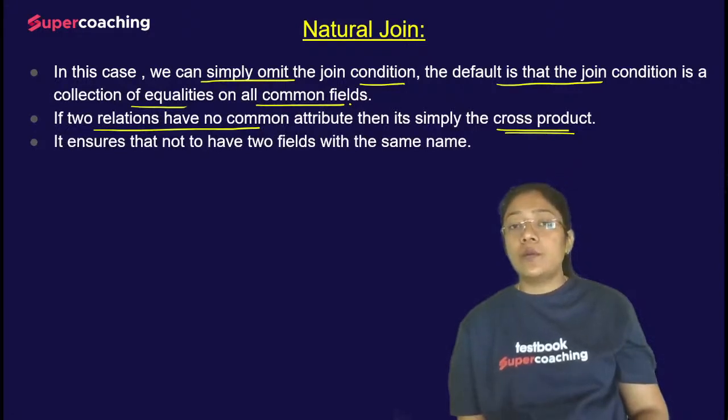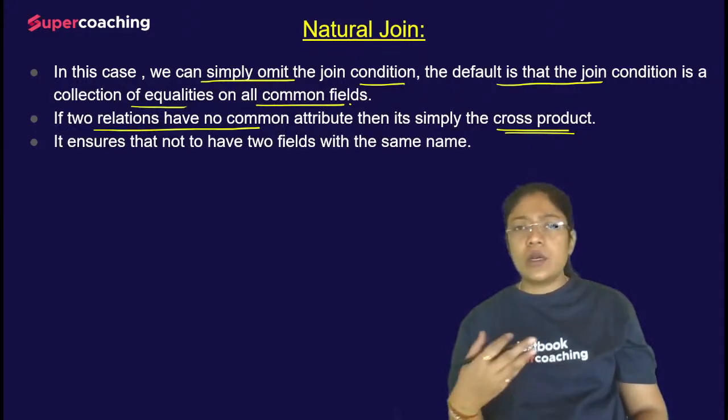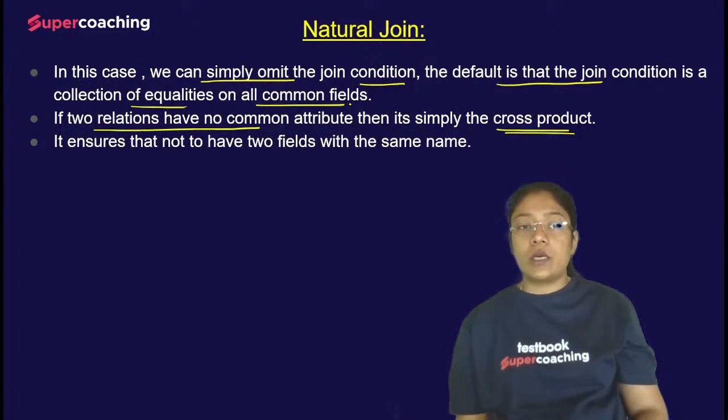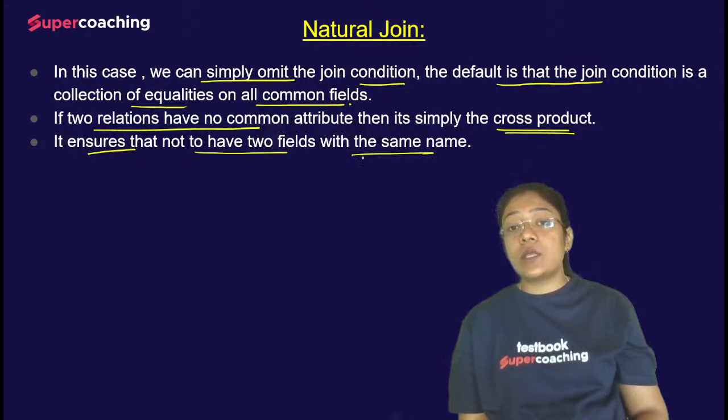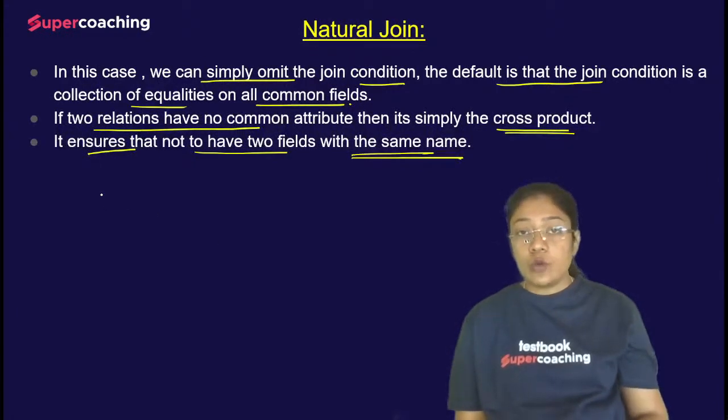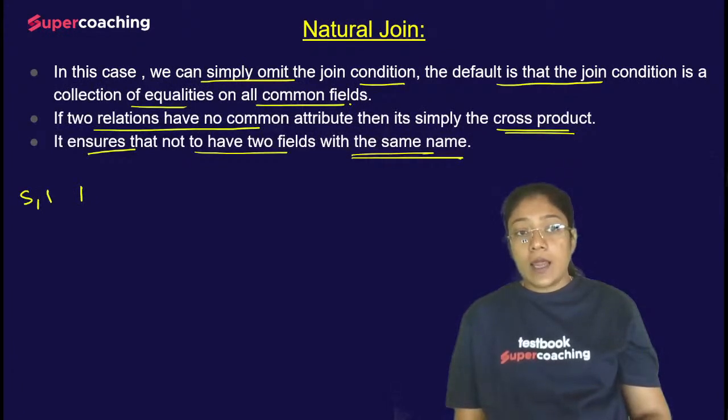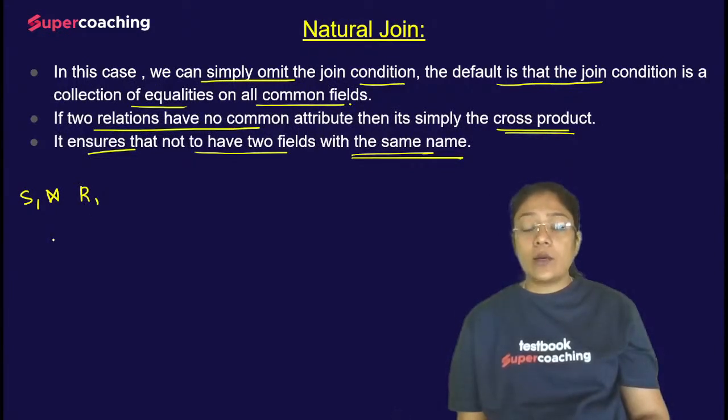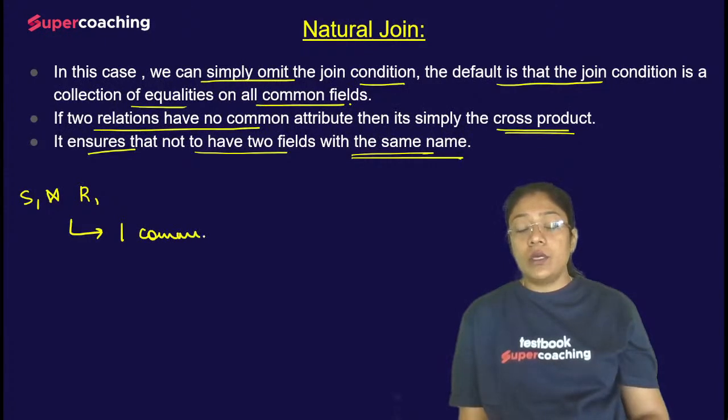And if more than one common attribute is there, all the common attributes will be discarded. It ensures that we do not have two fields with the same name. If I'm going to apply this natural join on S1 and R1, in S1 and R1 we had just one common attribute, that was the SID.